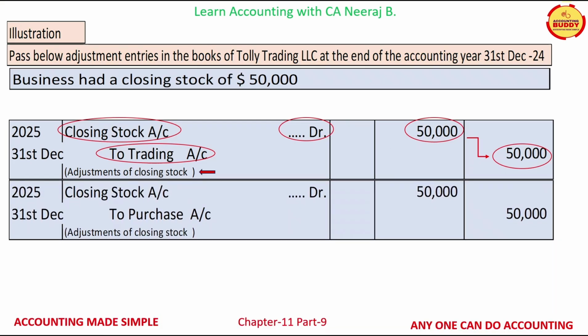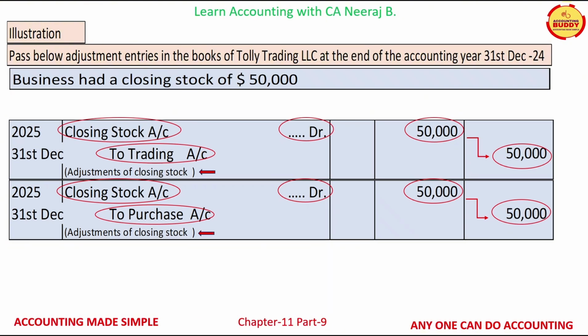Under option 2, the recording of this event, the two accounts which are affected are closing stock account and purchase account. Closing stock account will be debited while the purchase account will be credited. The entry will be passed for $50,000 by writing the proper narration.